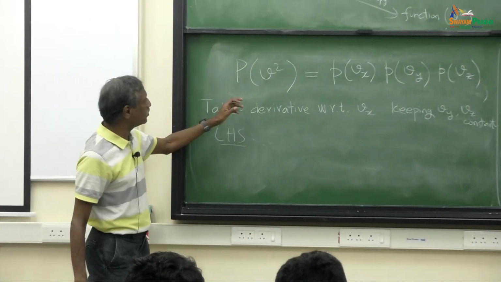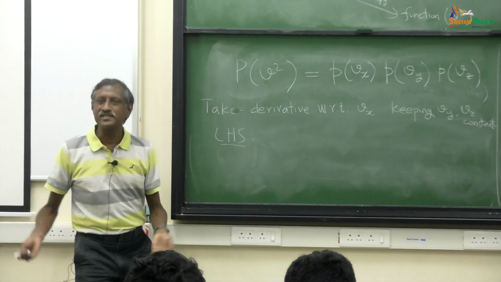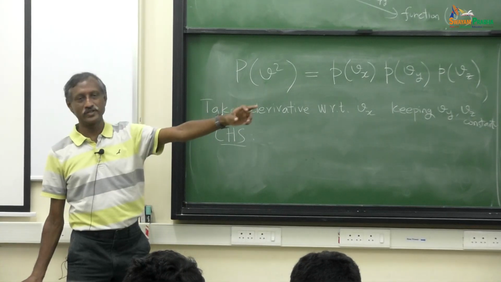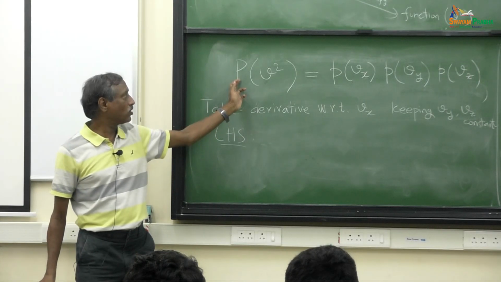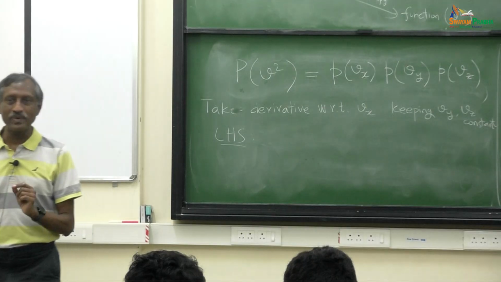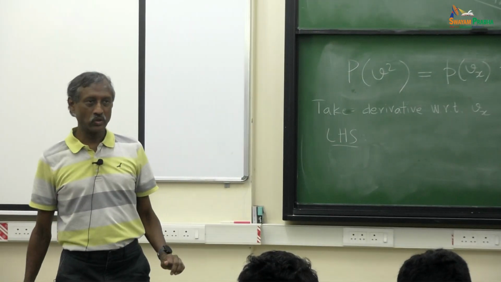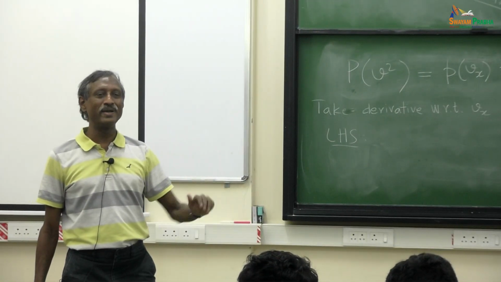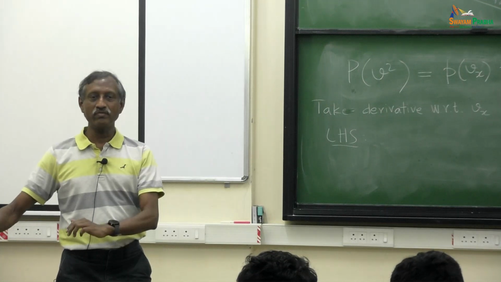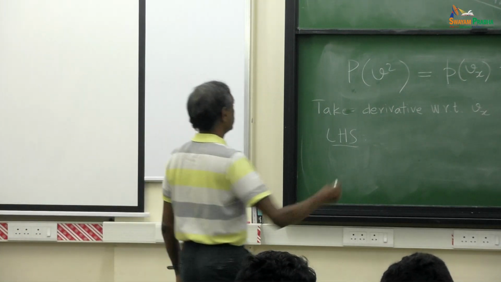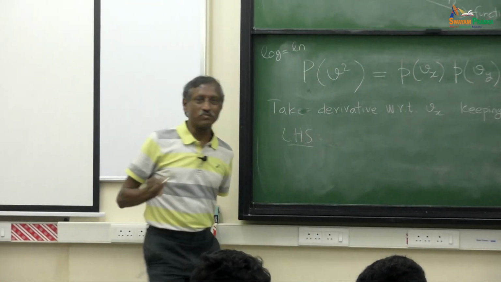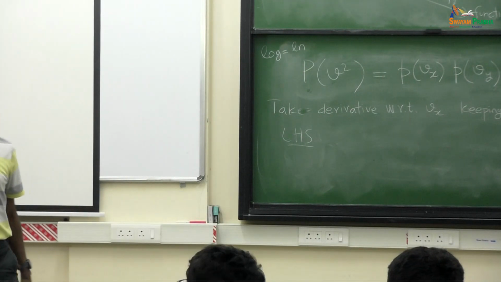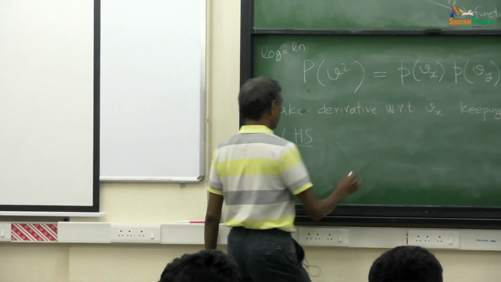I'll just do a small trick which is not necessary. I will take log of this. I'll take derivative of log. I'll use log, but that's natural logarithm. Okay, in physics we never do base 10. We always have base e. Okay, so notation is log equal to ln in my lectures.